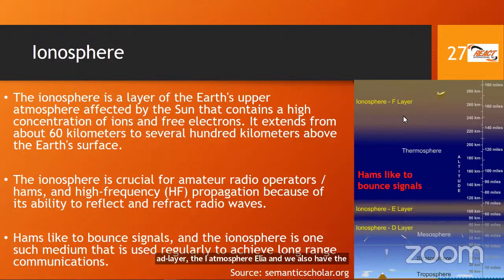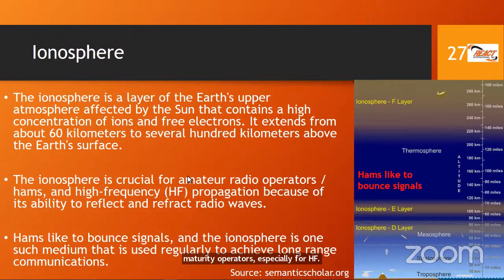And we said in the daytime, when the sun is overhead, it can split into the F1 and F2 layers. So that's the ionosphere. But what exactly is the ionosphere? Here's a bit of information about it. It's a layer of the Earth's upper atmosphere, and it's affected by the sun. And the sun will affect those ions and free electrons and those layers. The ionosphere is important to amateur radio operators, especially for HF, high frequency propagation.